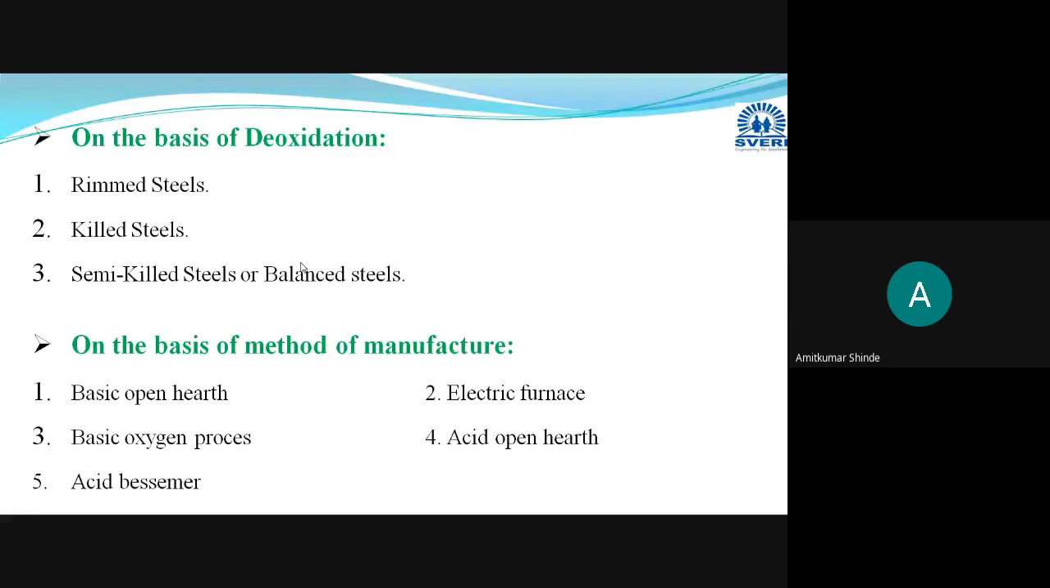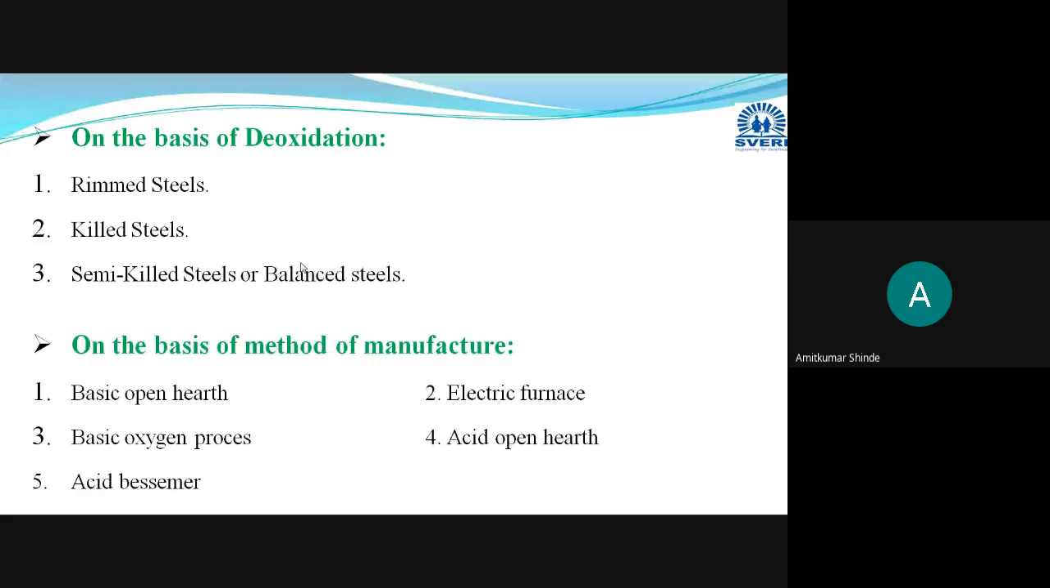Due to the smaller thickness, in simple words, the blowholes will get punctured, meaning the gas will get released and does not get trapped in the plates. That type of steel will be termed as rimmed steel.